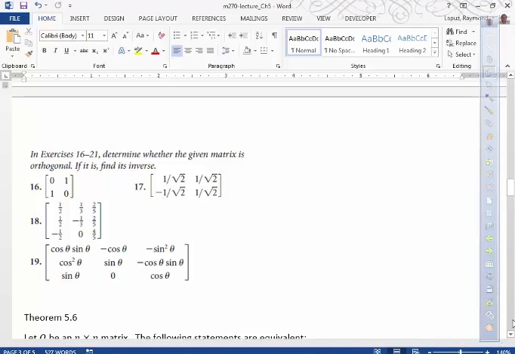Here's some examples. I don't know if we need to do these examples, because if they are in fact orthogonal, then the inverse is just the transpose, and so that's easy enough to do. Oh, let's do some trig. Why don't we do an example?